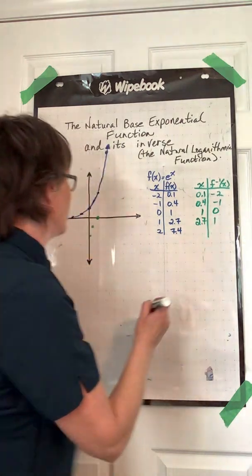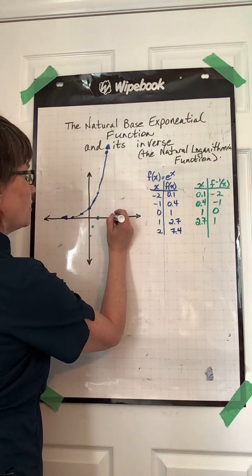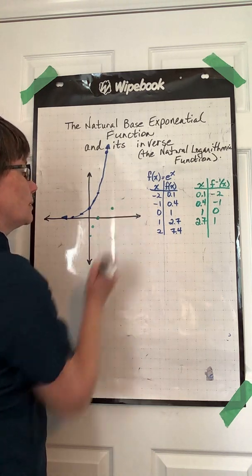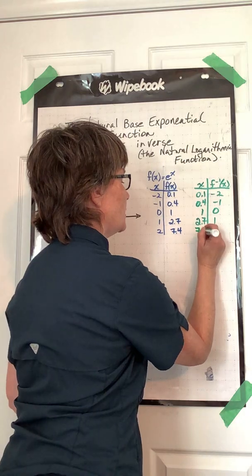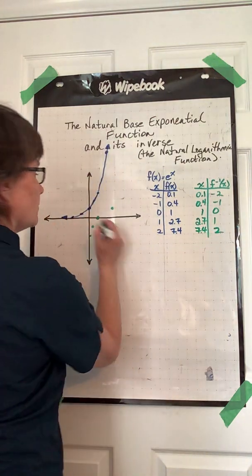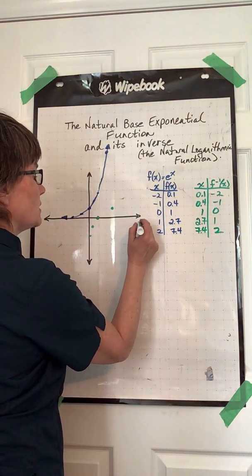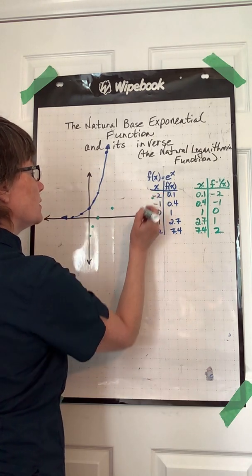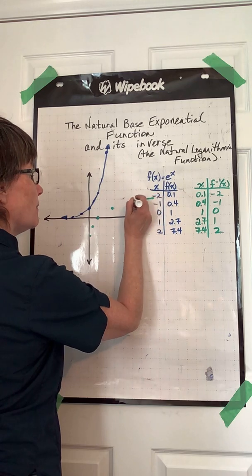2.71, and 7.42. And I might not have left enough room here. So 1, 2, 3, 4, 5, 6, 7.4, and 2. There it is there. Okay, so here's this graph.